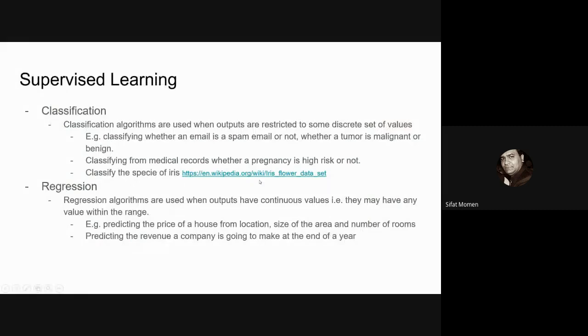Regression problems হচ্ছে, the regression algorithms are used when the output we are trying to predict, that is y, has continuous values. Then that's not discrete. That is, they may have any value within a range. ঠিক আছে? For example, imagine we are trying to predict the price of a house from location, size of the area, and the number of rooms. ঠিক আছে? Okay? একটা হাউসের প্রাইস কত, একটা বাড়ি কিনতে চাবো, এটা প্রাইস কত, ঠিক আছে?